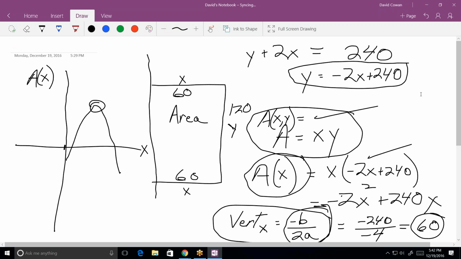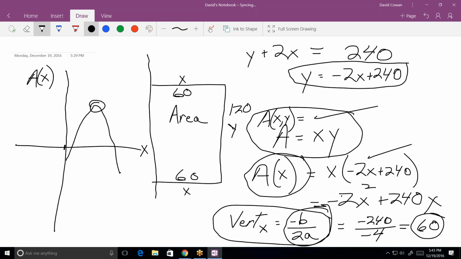So is it asking the domain of the real solutions? Pretty much. In other words, does an x value make sense? Does an x of 0 make sense? No, because then you'd have an area of 0. Does an x of 120 make sense? Not really. If I had 120, my y would have to be 0.